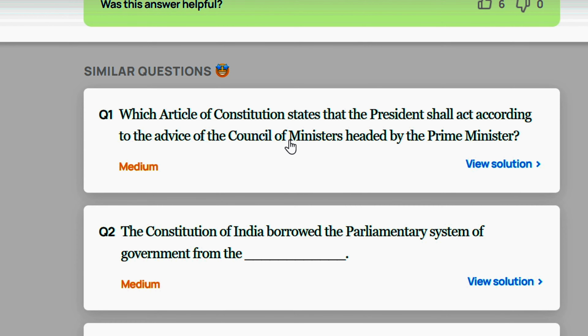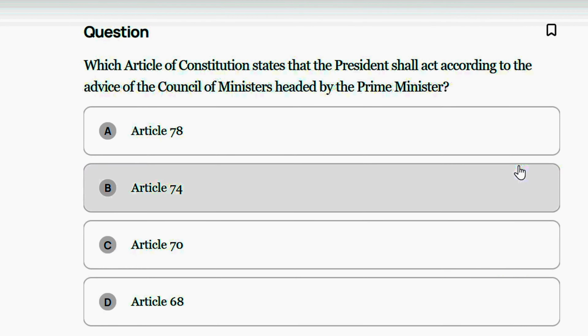Which article of Constitution states that the President shall act according to the advice of the Council of Ministers headed by the Prime Minister? Let's check the solution. Which article? Article this one, 74.